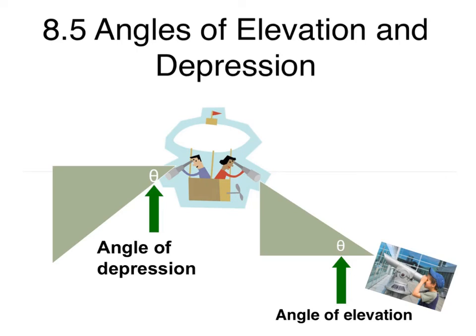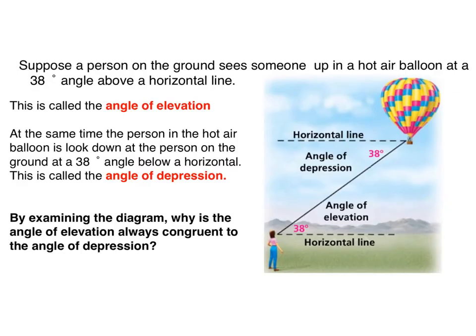In this video, you will learn about angles of elevation and angles of depression. Suppose a person on the ground sees something up above in a hot air balloon at a 38-degree angle above a horizontal line. This is what we refer to as an angle of elevation, because from the horizontal line at that person's eyesight, they are looking up to see that hot air balloon, making it your angle of elevation.